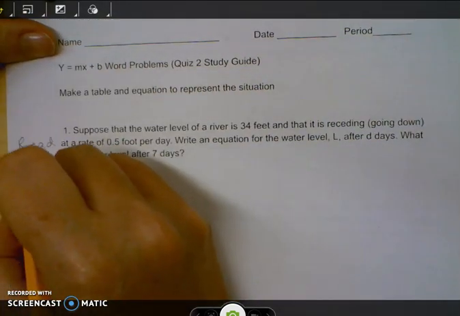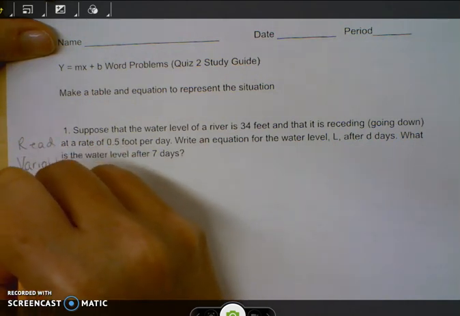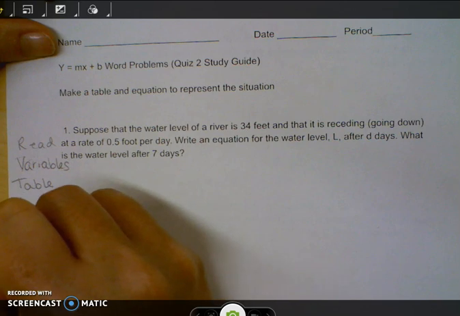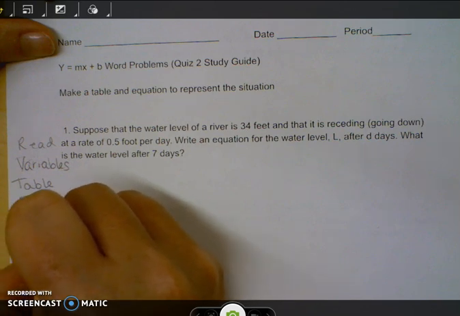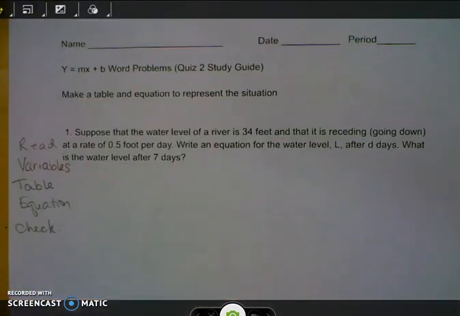read the problem, select the variables, make the table, write the equation, and then check the equation. So I'm going to be following those steps. So I'm reading the problem first.